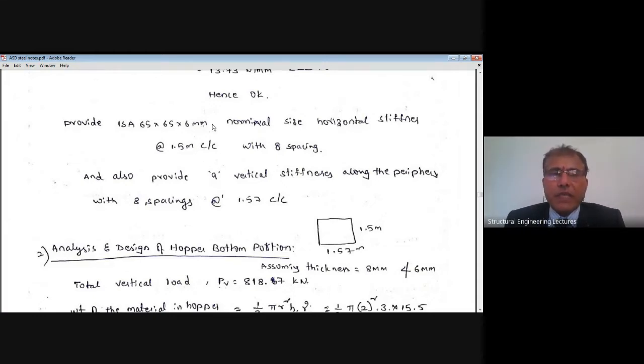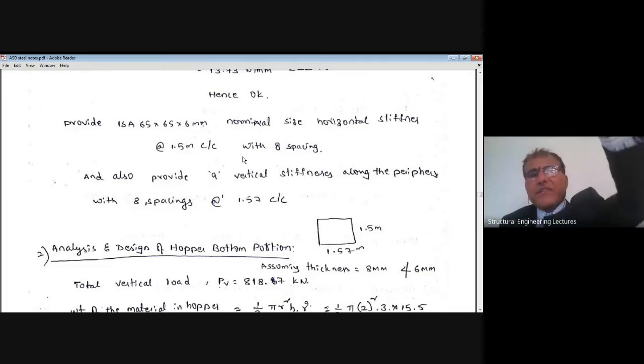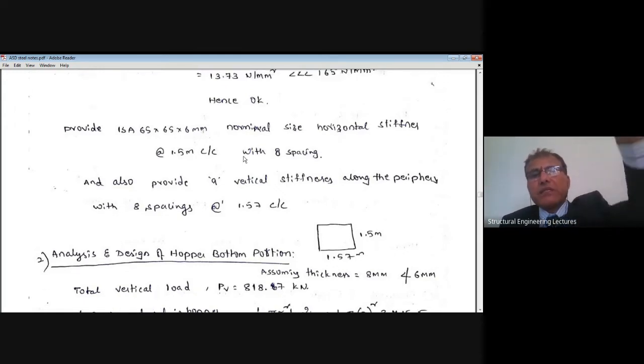Now I'm assuming these stiffeners in the horizontal direction so that the hoop force or bursting force at every level will be taken. Hence horizontal stiffeners, this 65 by 65 by 6 mm, are provided like this so that they run along the circumference of the silo, right, at every 1.5 meter center to center.